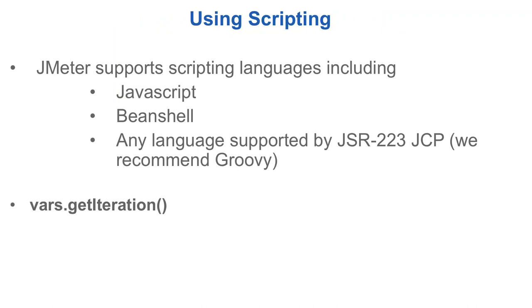Now, if the above options are not applicable, you can always fall back to scripting. As you might be aware, JMeter supports several scripting languages, the most popular being JavaScript via Rhino or Nashorn. It's used internally in JMeter, for example, in the if controller. It also supports BeanShell via the BSH interpreter. BeanShell provides easier access to JMeter and underlying Java APIs, or any language supported by JSR 223 JCP. We recommend Groovy to use with JSR223 test elements in JMeter. Each of these languages has access to the vars predefined variable, which stands for the JMeter variables class instance.